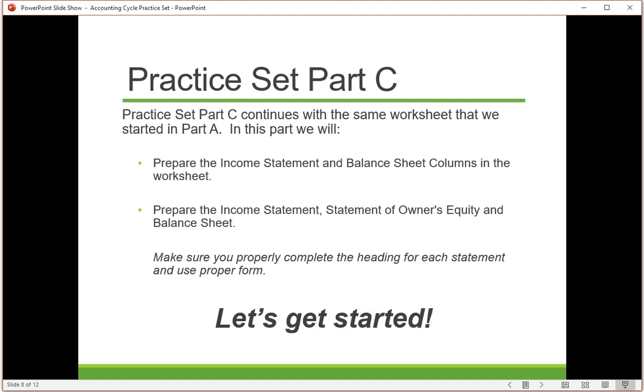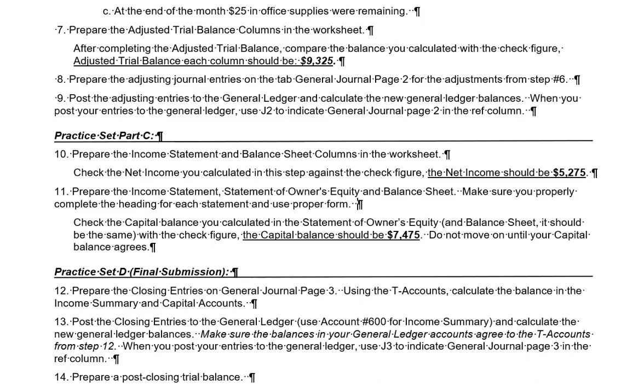Let's get started. So let's begin with the instructions for the practice set. Here we are at practice set Part C. We're going to prepare the income statement and balance sheet columns in the worksheet. The net income should be $5,225. When we get there, we'll double check it against the figure here. After that, we need to prepare the income statement, statement of owner's equity, and the balance sheet. As I explained, we have to do a complete heading and use proper form. After we prepare the statements, the capital balance should be $7,475. All right, let's go get started.